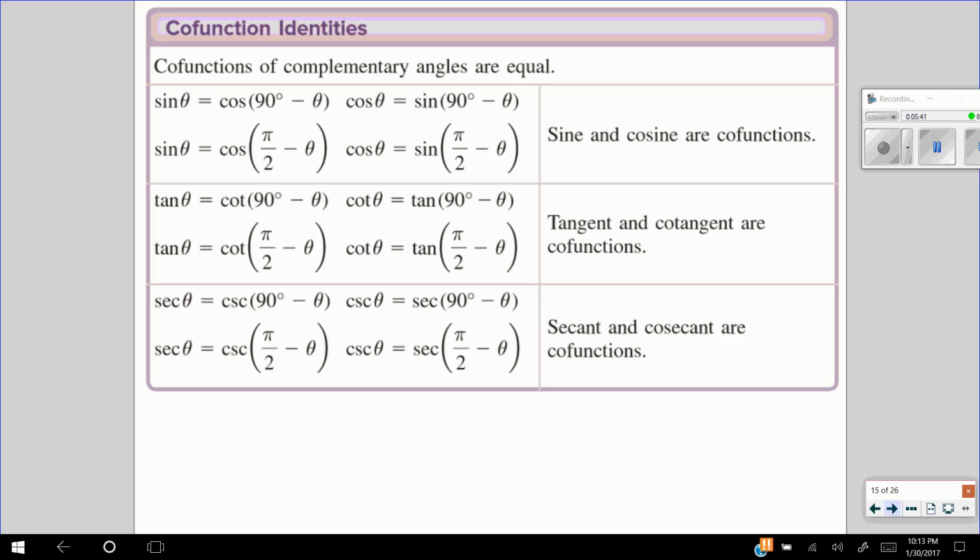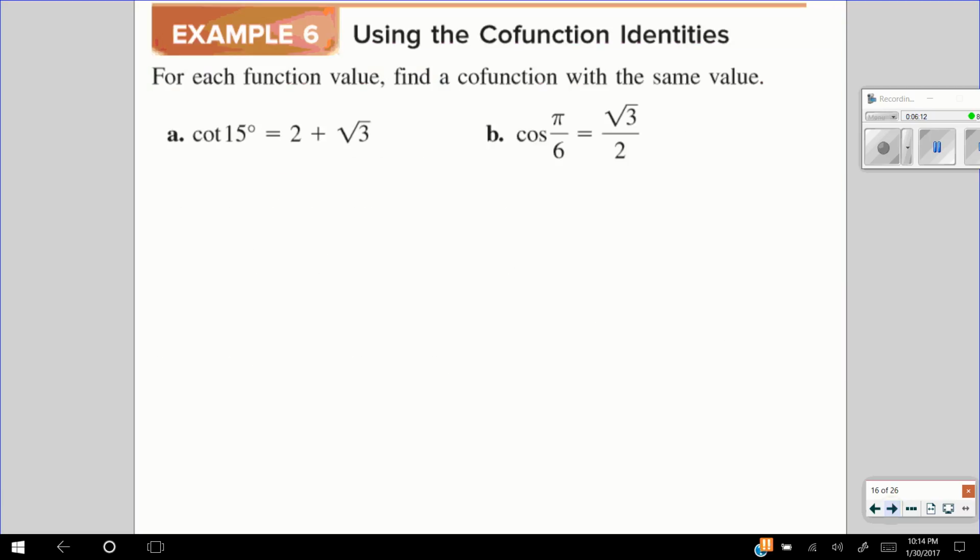So if you think about 30 and 60, the sine of 30 is the cosine of 60 because 30 and 60 are complementary angles. Same thing with tangent and cotangent. So the tangent of one angle is the cotangent of its complement. And then same thing with secant and cosecant. The cosecant of one angle is the secant of its complement. So we can use those cofunctions to help us simplify expressions.